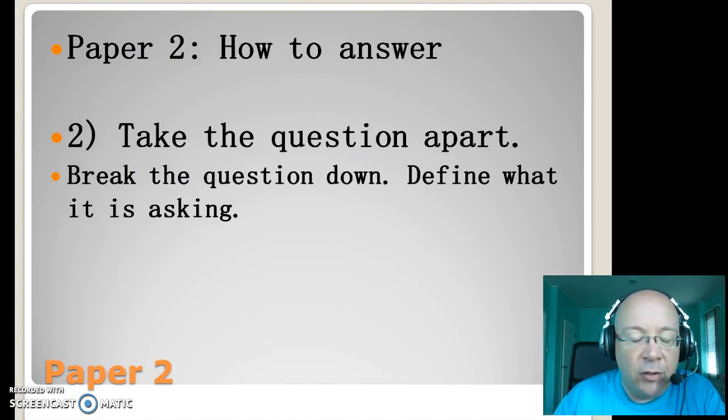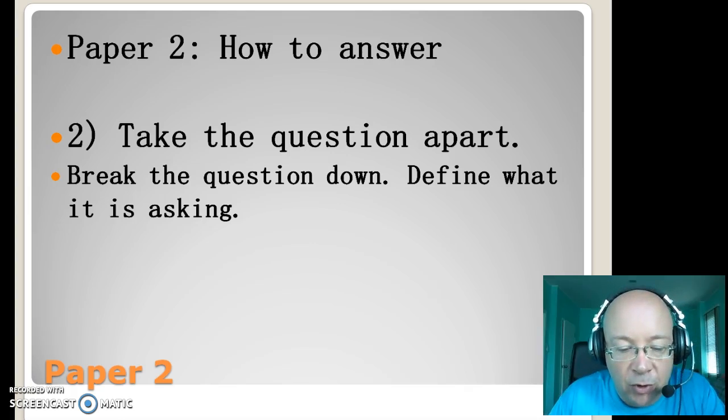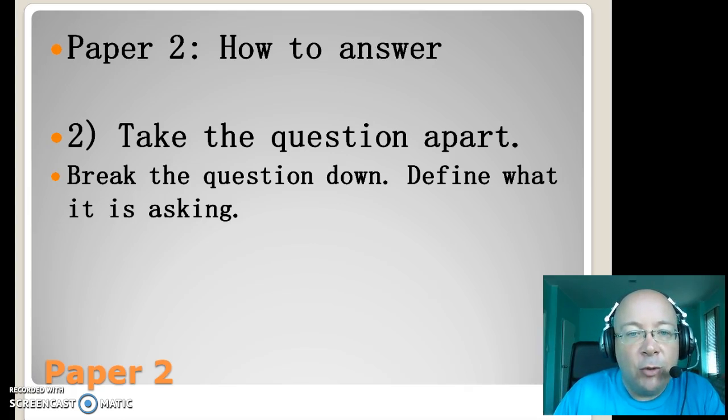Okay, second thing, as I said, the questions are quite complex. They're asking you to analyze on various levels. So the first job is to take the question apart, break it down, and think about what it is actually asking, which of those lenses am I being asked about here? Can I make the question simpler without changing the meaning of the question?